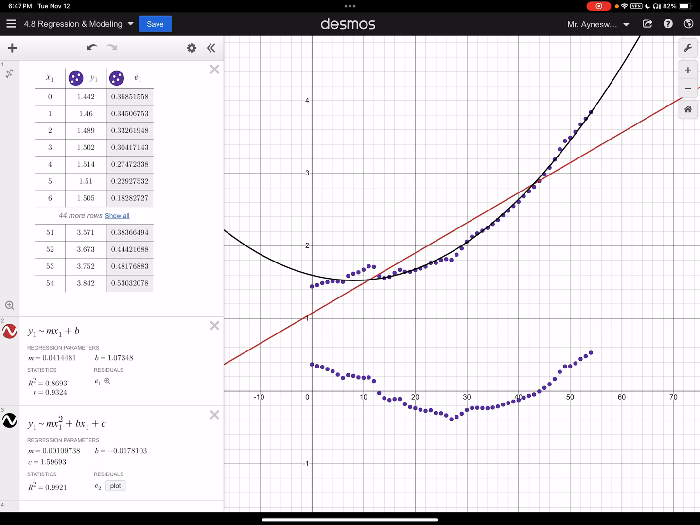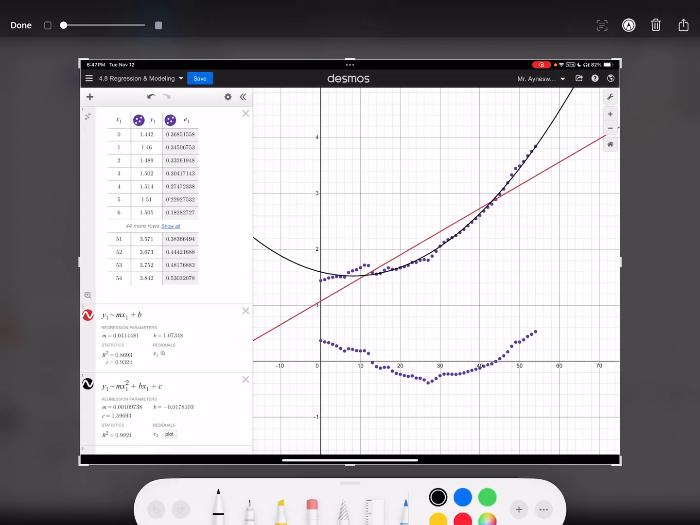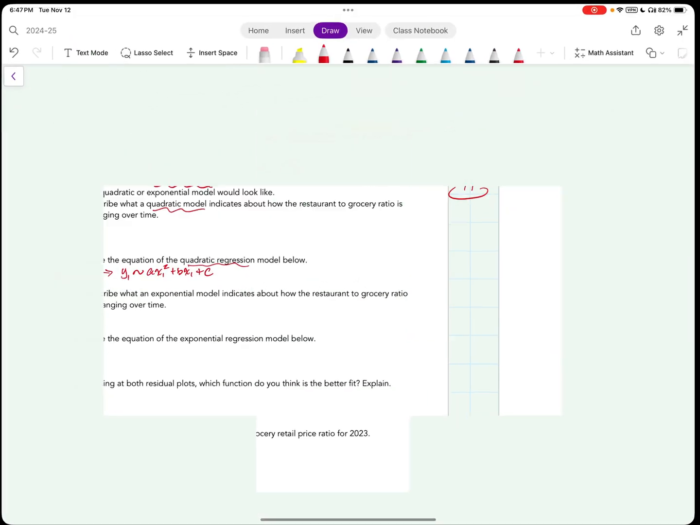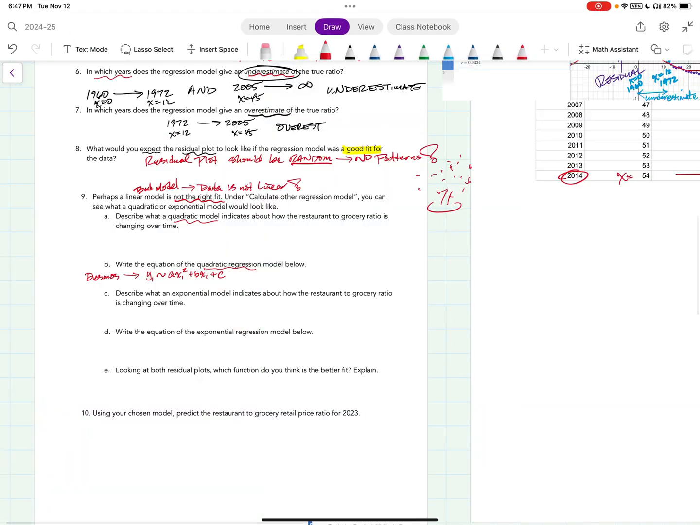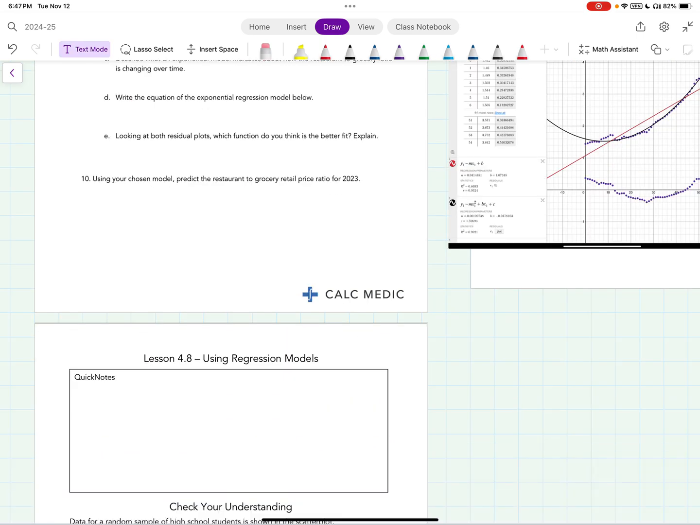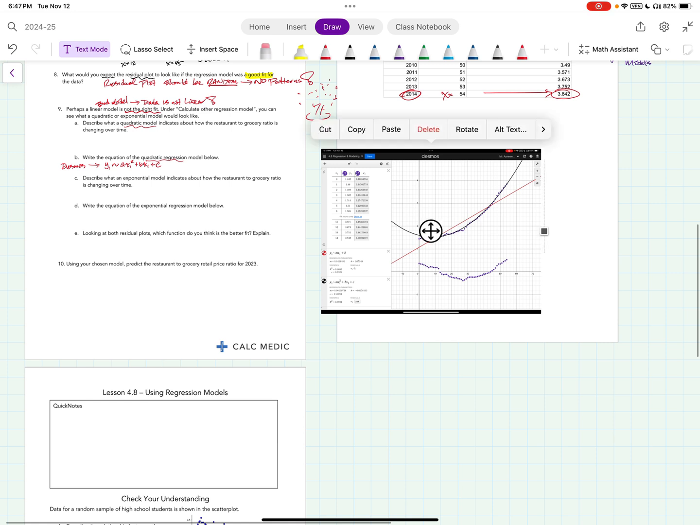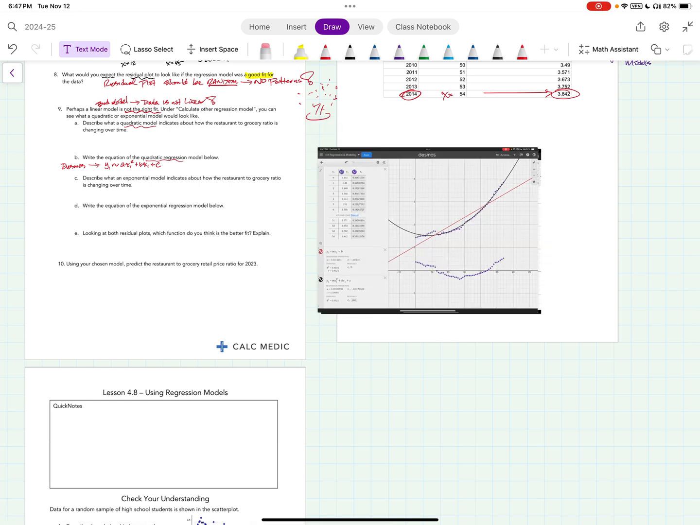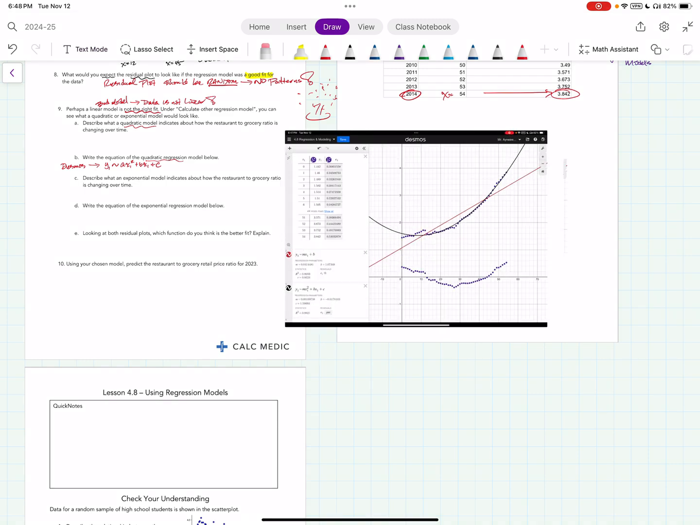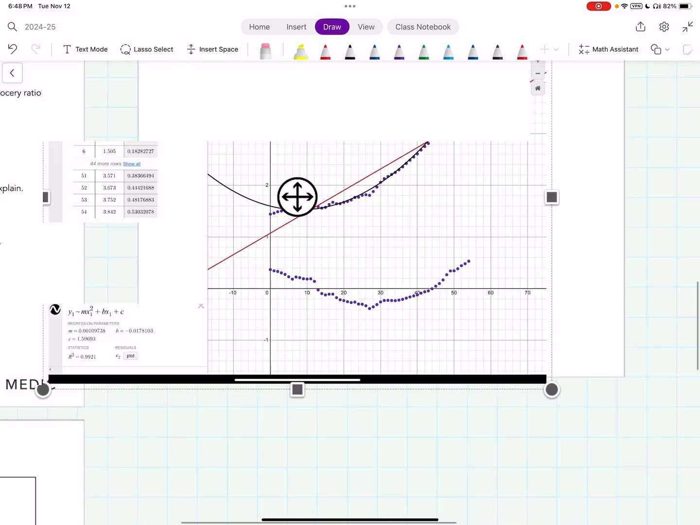Let's screenshot this. Bring it in, copy it, go back to OneNote and paste it in. There's a lot of tech in this lesson, so just click on the text box, press and hold, paste it in, and you're good to go. That's the fastest way you can do it. So there's your quadratic model. Let's annotate it.